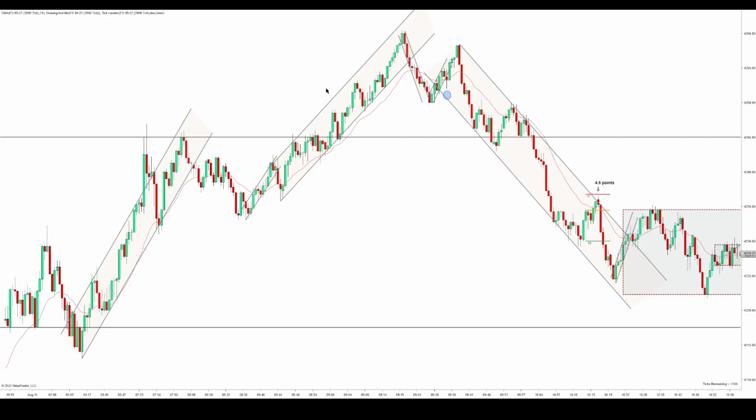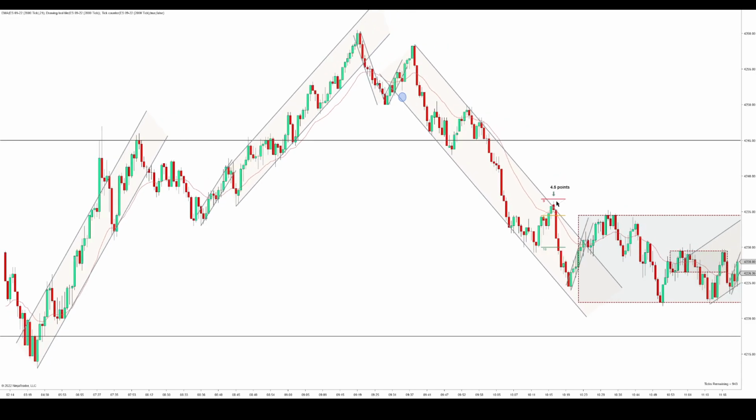Hi, I'm trading the ES on a 2000 tick chart with a 21 EMA. So before I get into the main review, I just want to talk about this trade. Someone asked a question about it. I took this trade, I recorded it and uploaded it as soon as I got out of the trade.